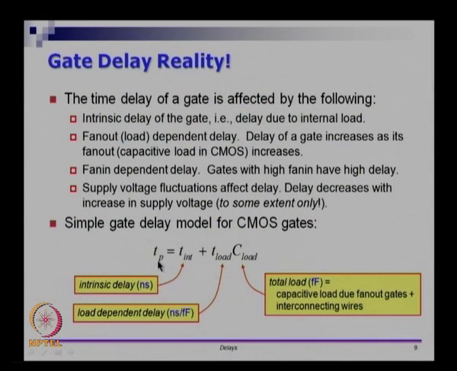So, typically the propagation delay is the intrinsic delay plus some factor due to the load. Every gate has some intrinsic delay, plus depending on what you are connecting to it, it may take some more time. So, I can give you a small analogy here.